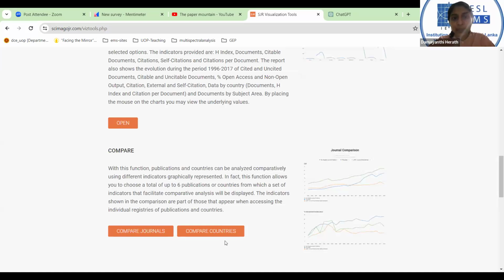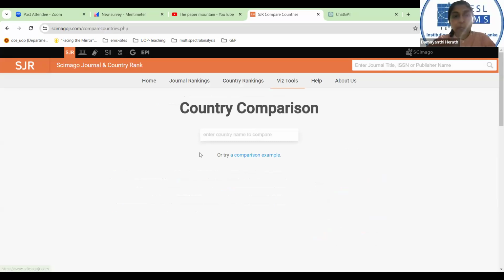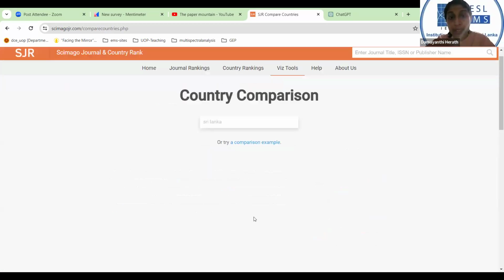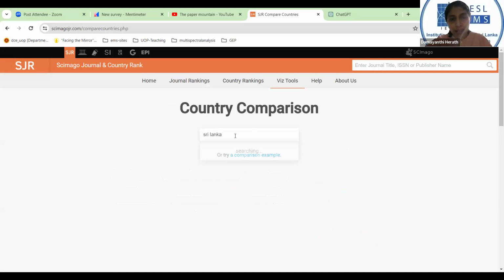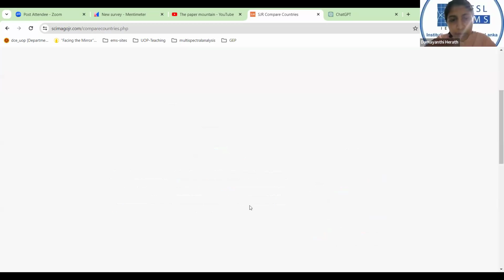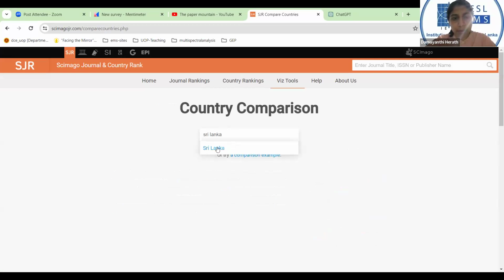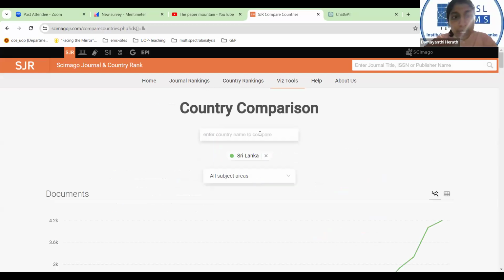So I was thinking, shall we compare countries? You can also compare journals in this website, maybe in your own time. So I'm going to try Sri Lanka. Can someone please suggest in chat what would be a good country to compare against? There is a chat, so thanks for that.